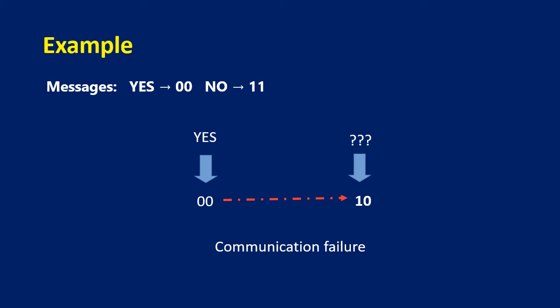For example, here yes is transmitted as 00, but because of a noisy channel, it became 10. In this case, we do not know if it's really 00 or 11. If it's 00, this one had an error. Or if it's 11, we do not know which one has an error, this one or the second digit.